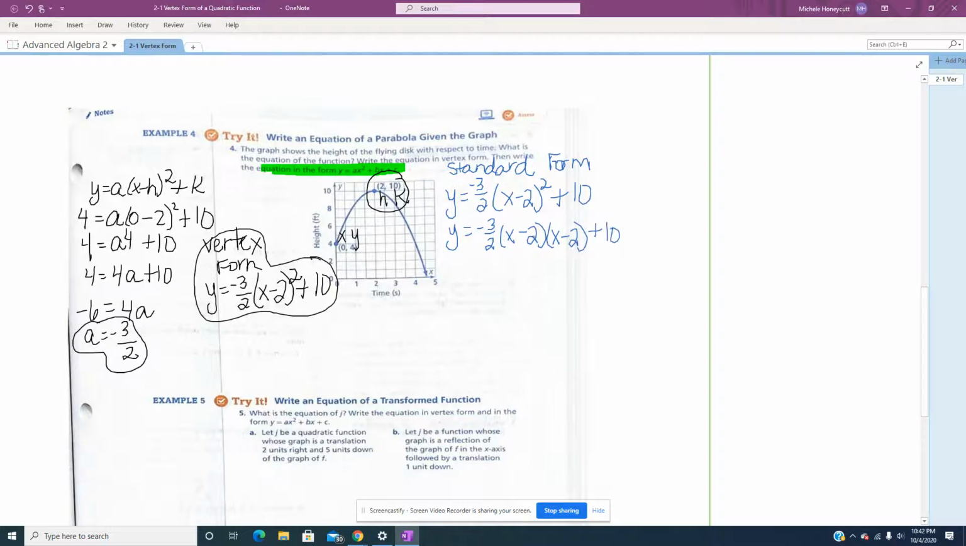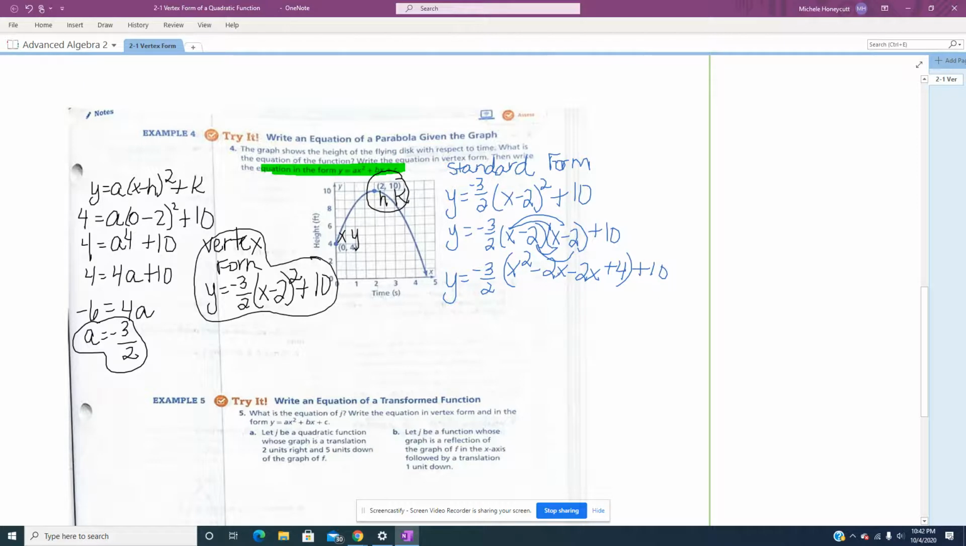So I'm doing algebra here. x minus 2 times x minus 2 is x squared. x times negative 2 is minus 2x. Negative 2 times x is another negative 2x. And then 2 times negative 2 is plus 4. Okay. And I'm going to bring everything else down. Plus 10 at the end.